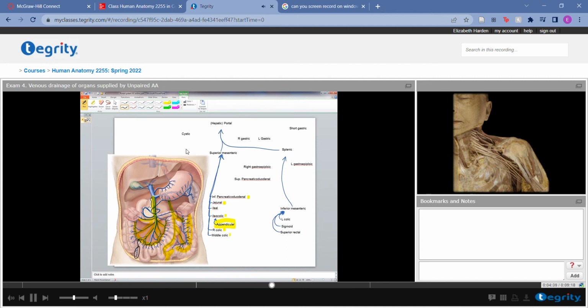Now, if we go up to those organs that are supplied by branches off the celiac trunk, that's where it gets a little hairy-scary.